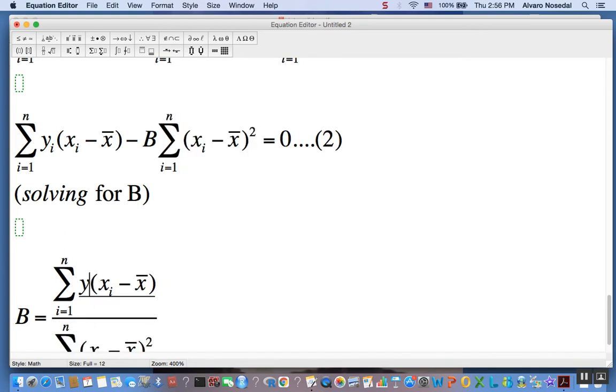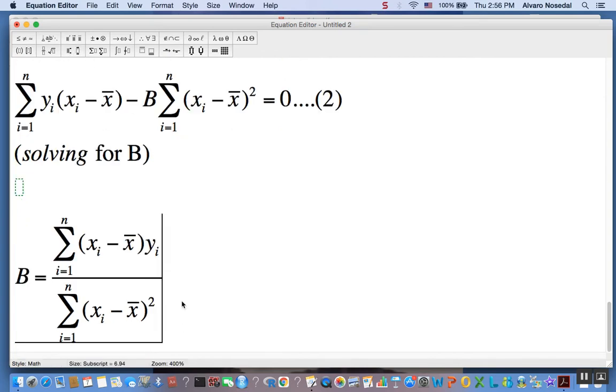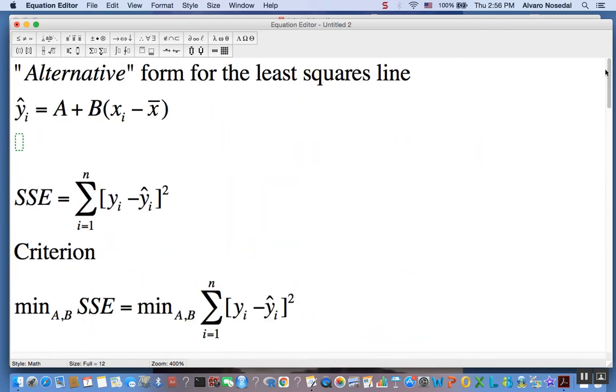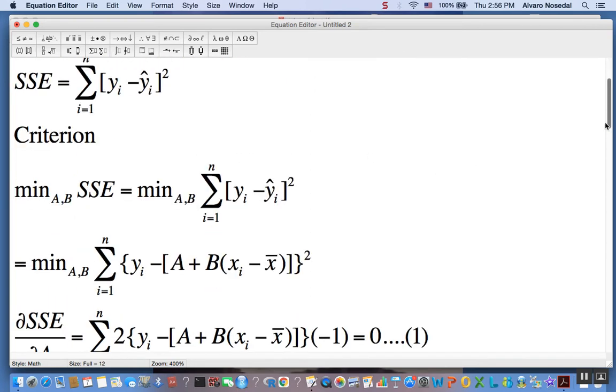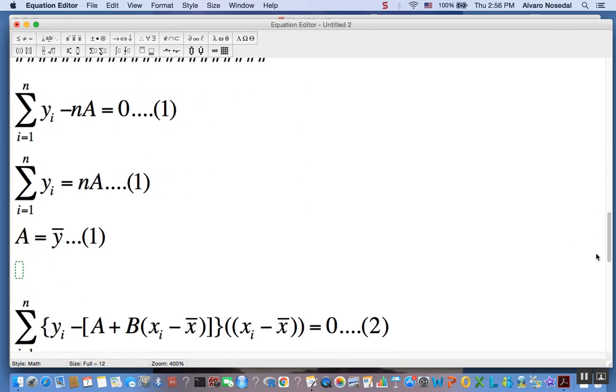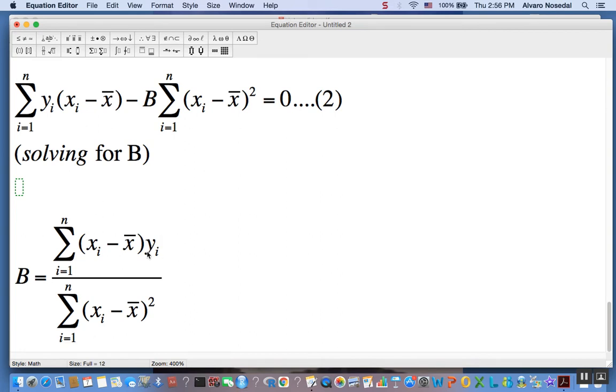And let me just write it down like this. I like this way better. Yi. Okay? Make sense? So note that we have very quickly found the best A and the best B. The best A is going to be y bar. The best B is going to be just this guy, the summation of xi minus x bar times yi, divided by the summation of xi minus x bar squared, right?